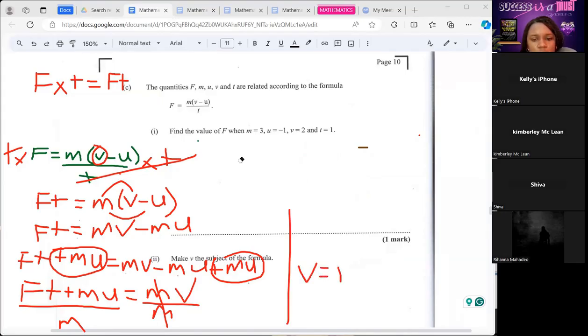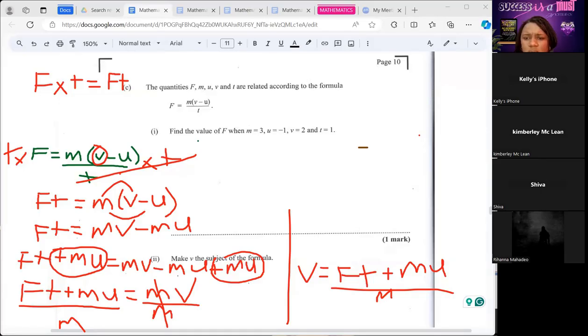V is equal to FT plus MU over M. Does anybody have any questions about carrying across the M? Yes, correct. Very good. Okay, great. Does anybody have any questions about this?